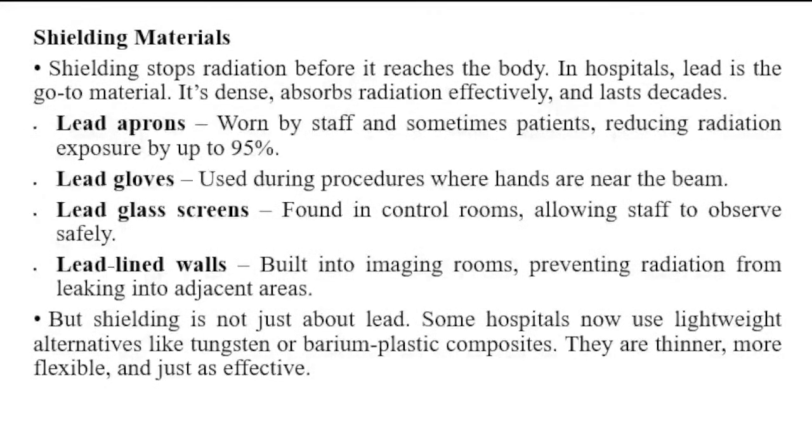So some examples of shielding materials. Shielding stops radiation before it reaches the body. Lead is the most important that we use because it is dense and absorbs radiation effectively and it can last for a long time. So we can have lead aprons that can be worn by staff, sometimes patients, and when you do that, it can reduce radiation exposure by up to 95%. We have lead gloves, we have lead glass screens, we have lead-lined walls.